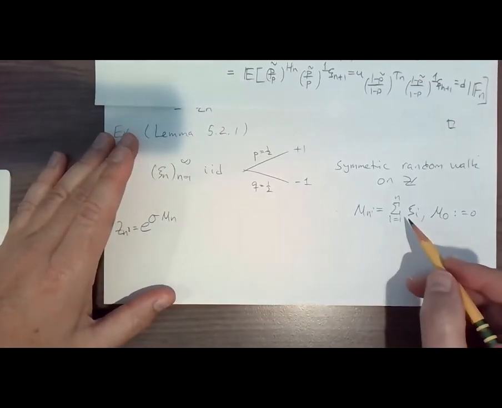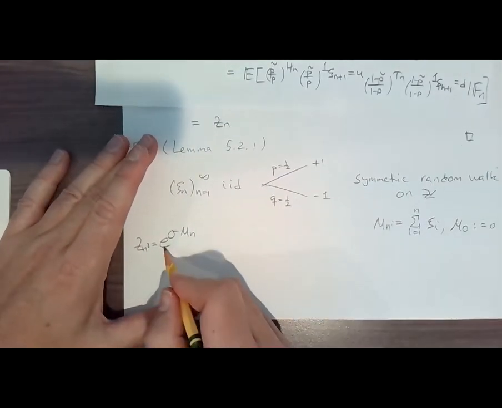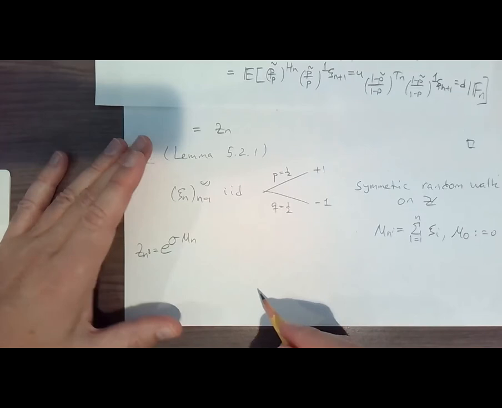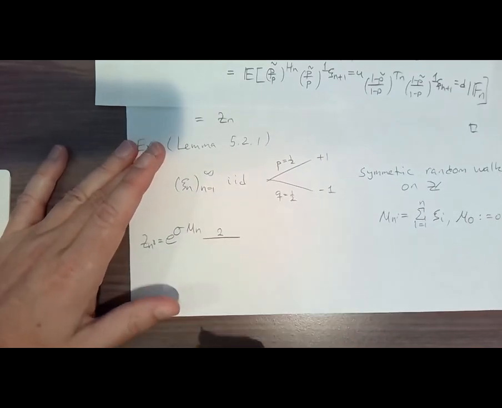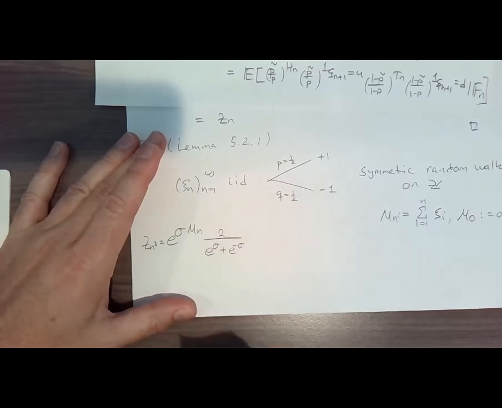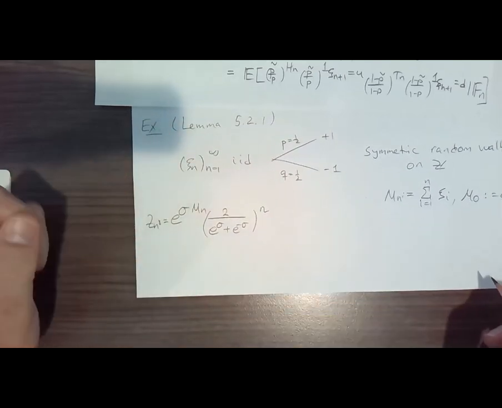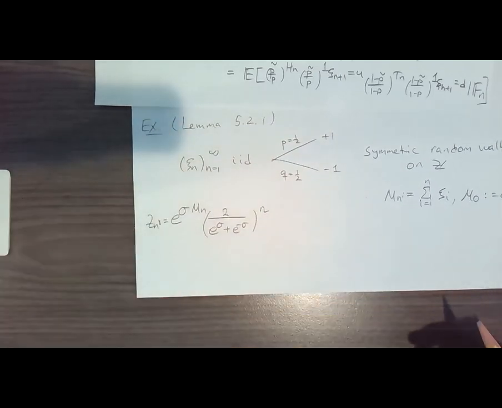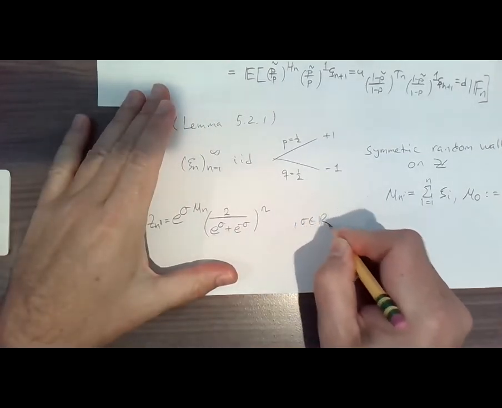You just add up these pluses and minuses. So that's an exponential. So now we get positivity. You have to correct it a little bit, and the way that you correct it is 2 divided by e to the sigma plus e to the minus sigma, and then everything to the power n. And sigma here is a constant.